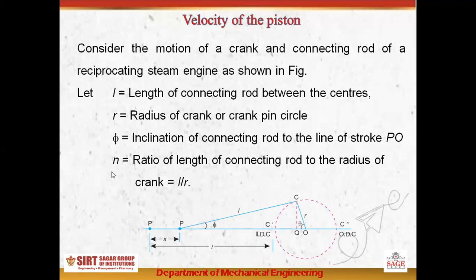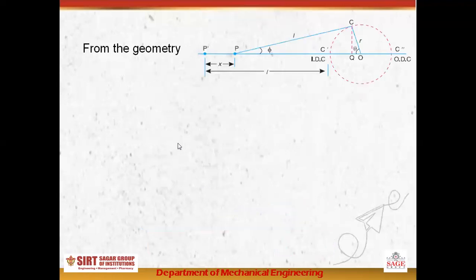And here is the small n. It is small n, that is equal to L upon R, which is the ratio of the length of the connecting rod to the crank radius. Now, from the geometry, we can see the value of x. The distance between P and P dash is equal to x. x is the displacement of the piston.